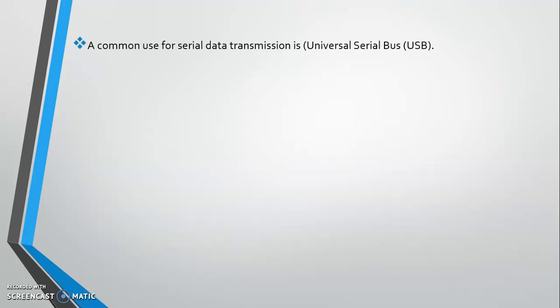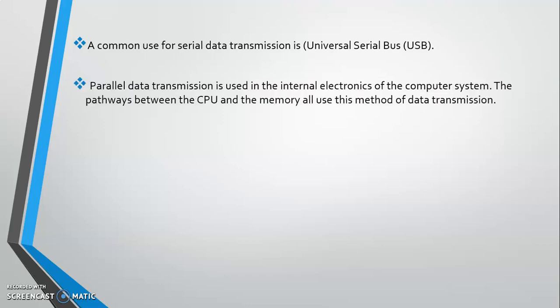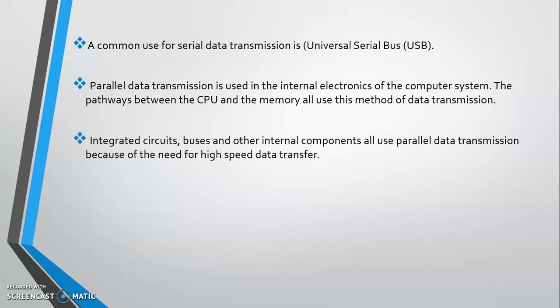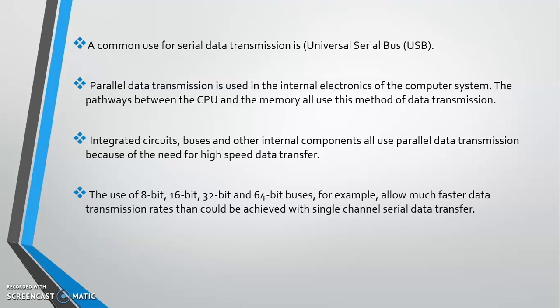Now a common use for serial data transmission is USB. Parallel data transmission is used in the internal electronics of the computer system, the pathway between the CPU and the memory. All use this method for data transmission. Integrated circuit buses and other internal components all use parallel data transmission because of the need for high-speed data transfer. The use of 8-bit, 16-bit, 32-bit and 64-bit buses, for example, allows a much faster data transmission rate than could be achieved by single-channel serial data transfer.